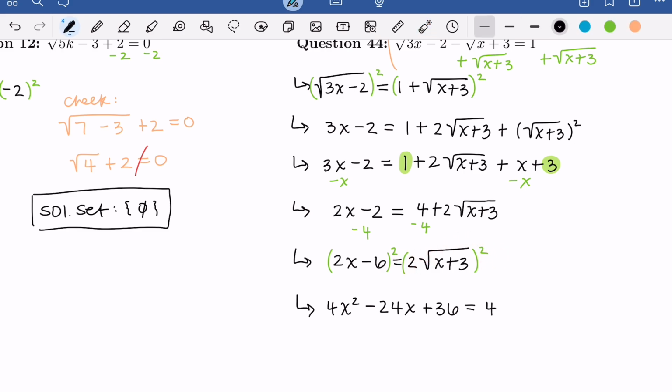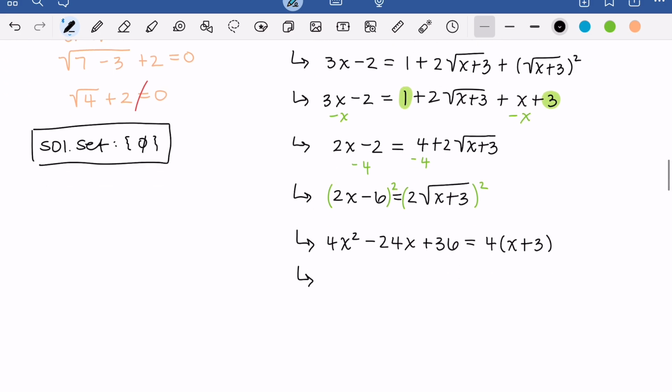Now on the right-hand side, this 2 is going to be applied to this 2 here, so this will be 4. And then this 2 applying to this radical, these are going to cancel out. So we're just going to have 4 times x plus 3. So we've officially gotten rid of all of our radicals, and now we can distribute and combine like terms and try to simplify this. So we're going to have 4x squared minus 24x plus 36 is equal to 4x plus 12.